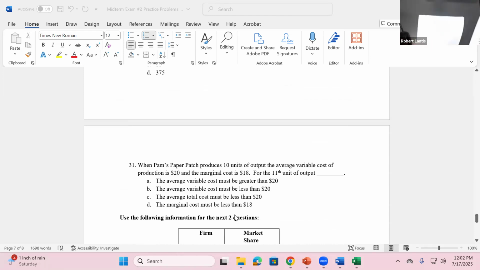Yeah, this is a good one, and it's more recent. So this is going to be difficult. We've got 10 units. I tell you the average variable cost, the marginal cost, and ask you what must be true about the 11th unit. So we're in the short run, right?